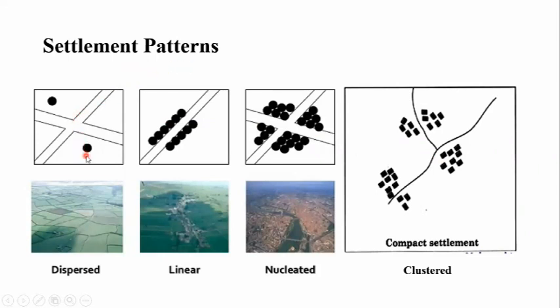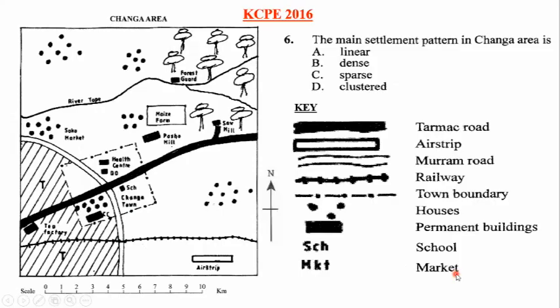Now, this one is a settlement pattern. You see, it is scarce. There are few people living here. This is dispersed. Then this one is linear, along a road or water, or a facility or infrastructure. Then we have this one, which is called nucleated. You can see it here. That's the nucleated type of settlement. This is another compact settlement. You can call it a cluster. So those are the settlement patterns that we have.